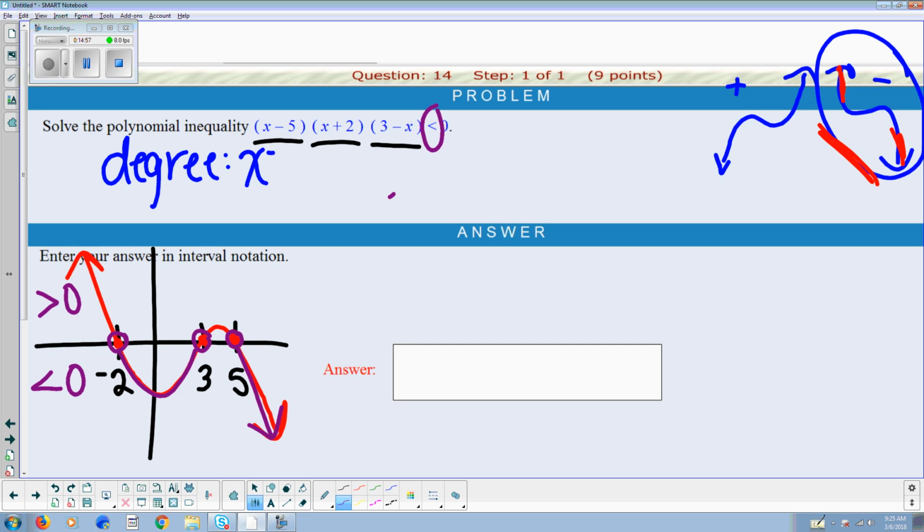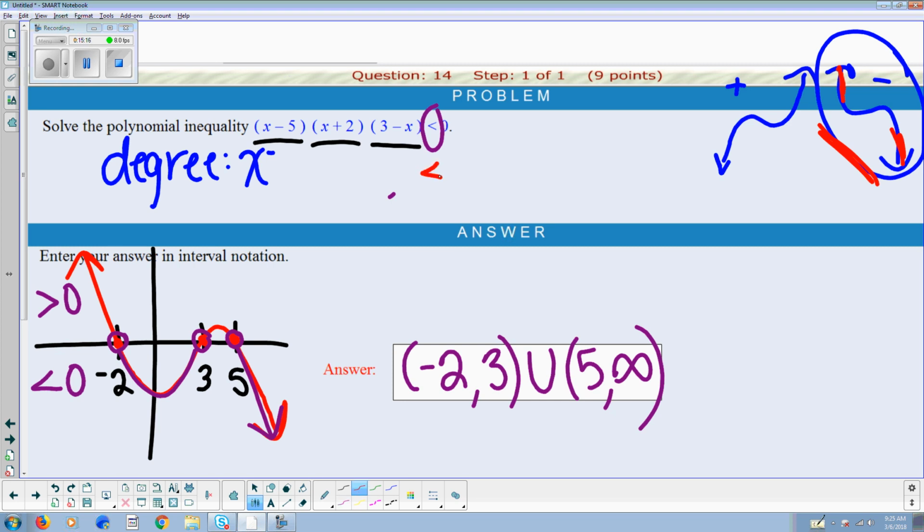So, the first interval that's less than 0 is the interval from -2 to 3. Union with, the second interval would be from 5 to positive infinity. If there had been a less than or equal to, then I would have included this point, and this point, which would have given me square bracket, square bracket, square bracket. Of course, it wasn't that, but I just want you to know if that were the case. Any questions?